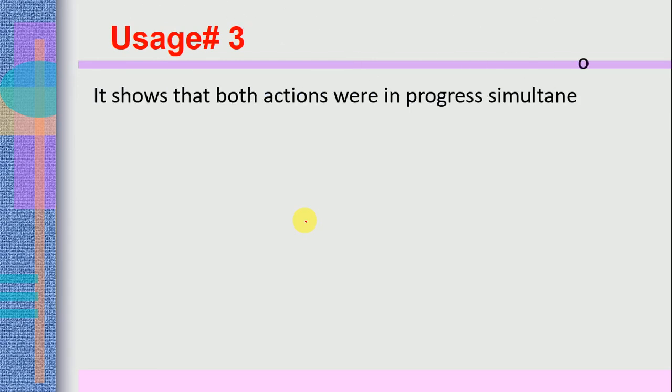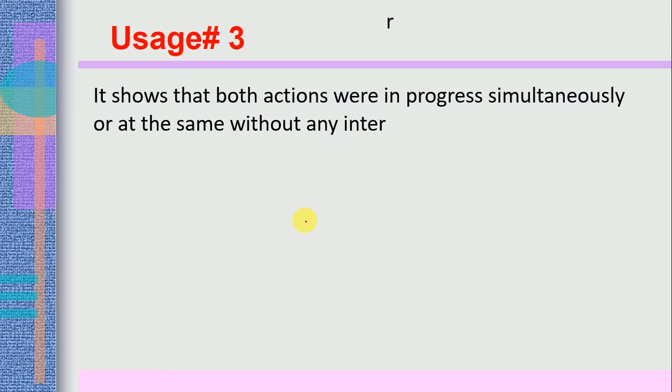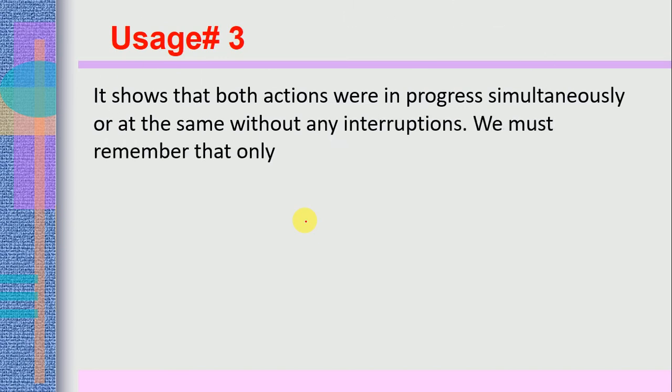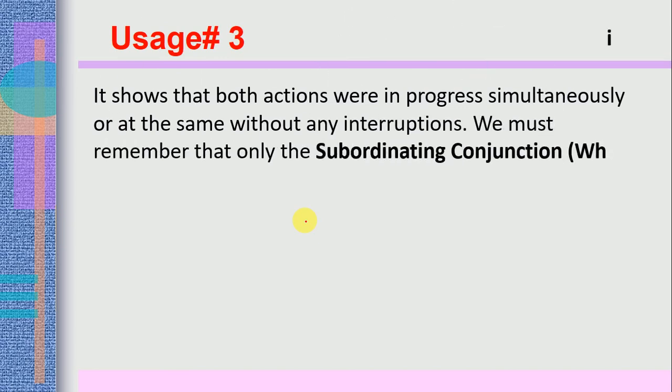Good. Okay. Then we have the third usage. It shows that both actions were in progress simultaneously, or at the same time, without any interruptions. We must remember that only the subordinating conjunction while is used in this case. Dear students, it shows two actions happening simultaneously, at the same time, in progress without any interruption. It means both actions were in progress in the past.